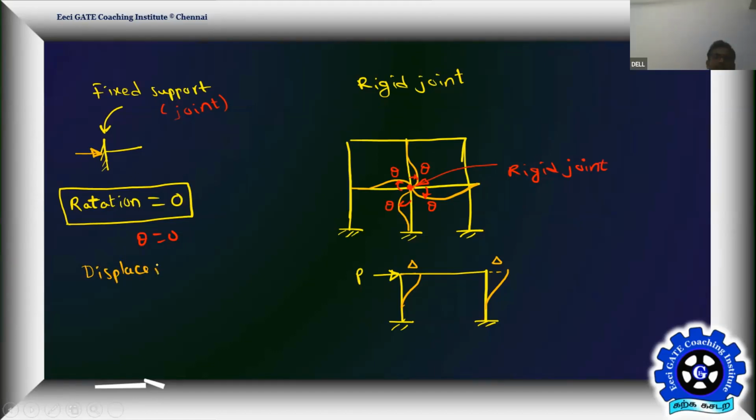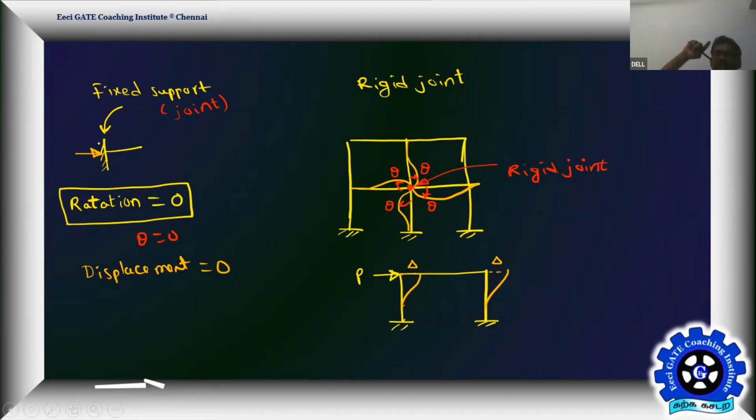Now, why I am saying all these things, there is a reason. Displacement is caused by the load. Even though you apply a load at a fixed support, displacement is 0, because fixed means it does not allow any kind of displacement. Displacement in X direction, displacement in Y direction, rotation about Z axis, all are 0. Only then is it called a fixed support.